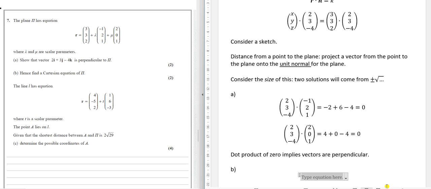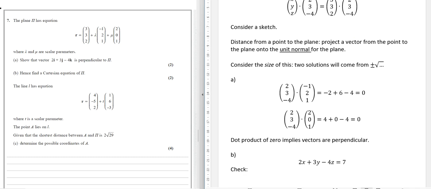Hence find a Cartesian equation. Well, I'm going to use what I was describing up here. 2x plus 3y minus 4z equals, and then I'll get this dot product. 6 add 9 minus 8 must be 7.